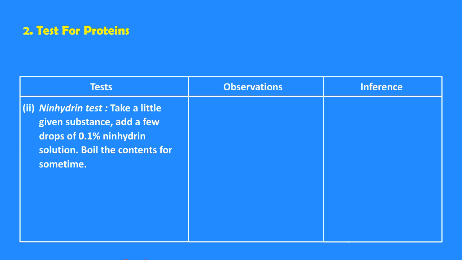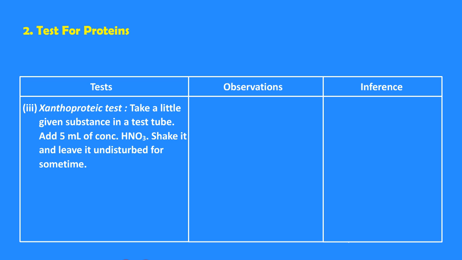Ninhydrin test: take a little of the given substance, add a few drops of 0.1% ninhydrin solution, and boil the contents for some time. Blue color on cooling: protein present.